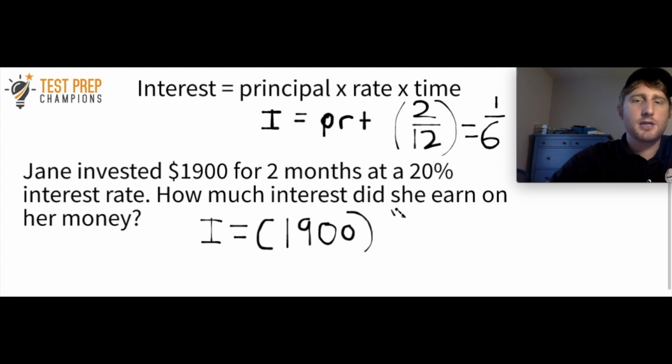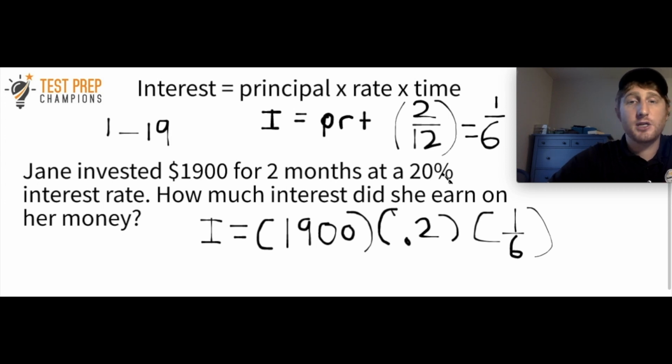And the rate this time is 20%, which as a decimal is 0.2. And so for the time here, we just figured out it would be 1 over 6. Now, I just want to point out that, like I said, more than likely for the rate, you're probably going to get a number between 1 and 19, I would imagine, but it's important to know how to do it if you do get a 20 or a 40 or a 50 or something like that.